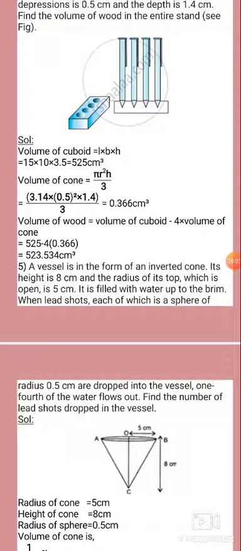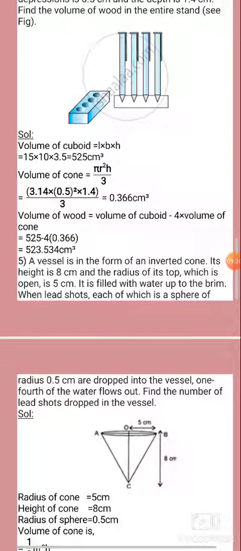Now the next one, a vessel is in the form of an inverted cone. Its height is 8 centimeter and the radius of its top, which is open, is 5 centimeter. It is filled with water up to the brim. When lead shots, each of which is a sphere of radius 0.5 centimeter, are dropped into the vessel, 1/4 of the water flows out. Find the number of lead shots dropped in the vessel.